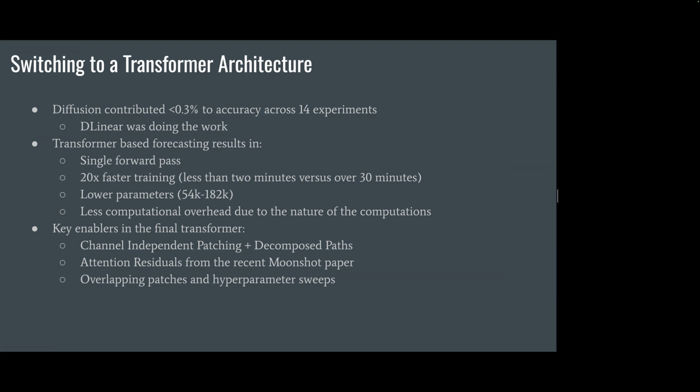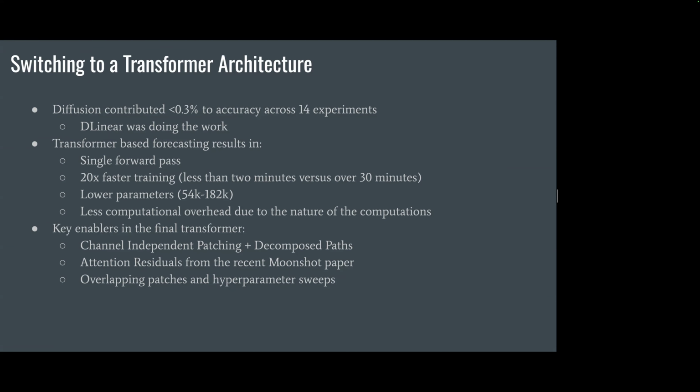Training was 20 times faster. So instead of taking, say, 34 minutes, it took about 1.6. A lower amount of parameters, so in the millions out of the hundred thousands, I think that we set it to 870 something. But before that, when we first implemented it was like 17 million or something. Less computational overhead due to the nature of the computation. So just transformers in general and how this looks.